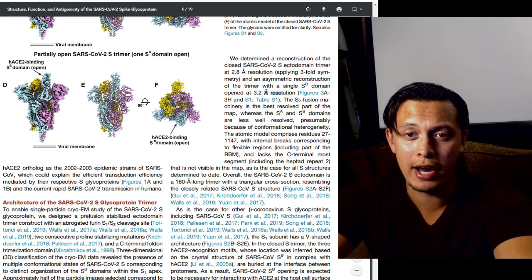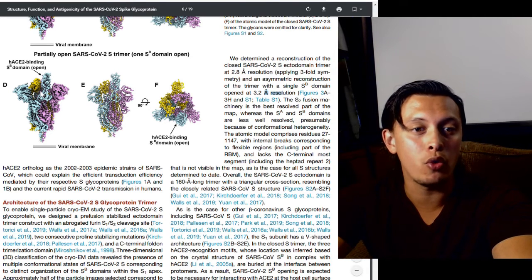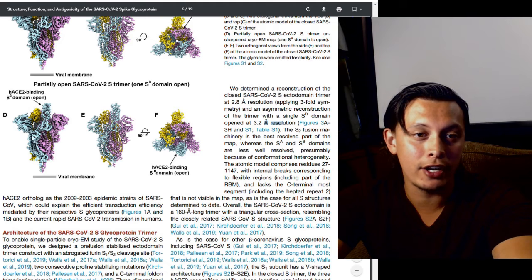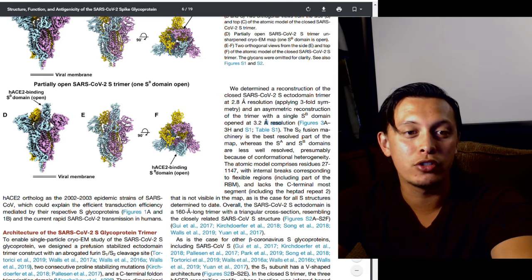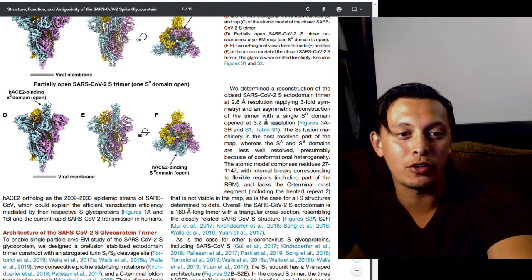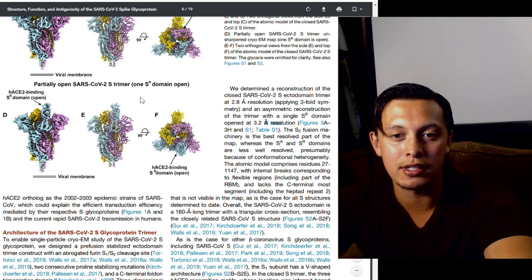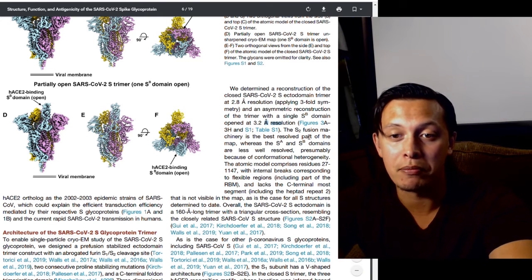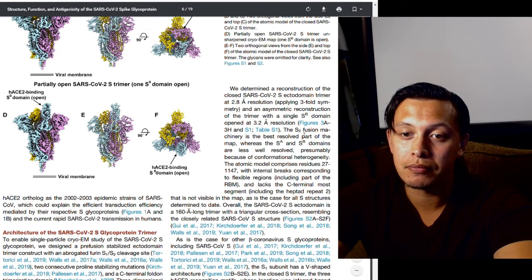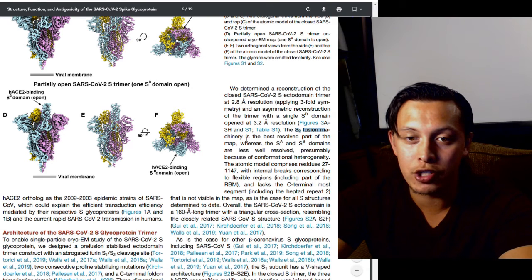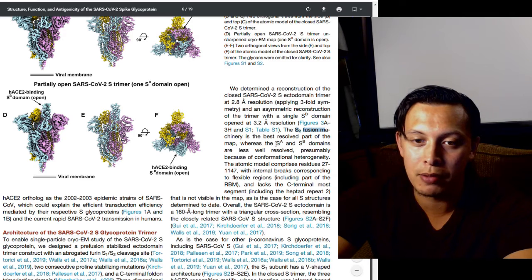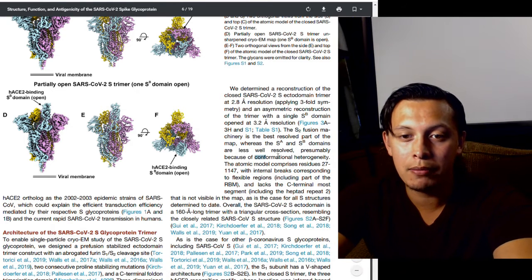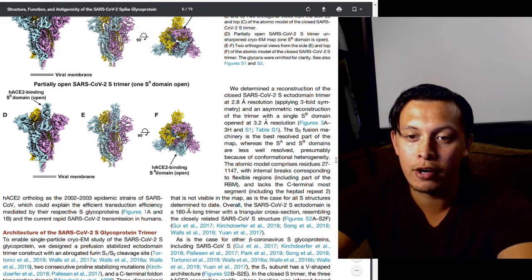But they also had to account for sometimes you don't have a symmetric structure. So right here, where you have the partially open SARS-CoV-2 S trimer, one of them is sticking out. And they were able to basically tell their computers, okay, what if one of them's sticking out? What images are we going to get from that as well? So the S2 fusion machinery is the best resolved part of the map, whereas the S-sup A and the S-sup B domains are less well resolved, presumably because of conformational heterogeneity.